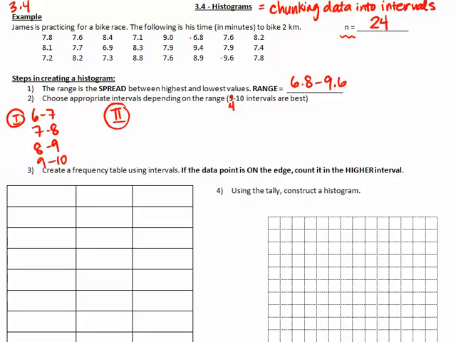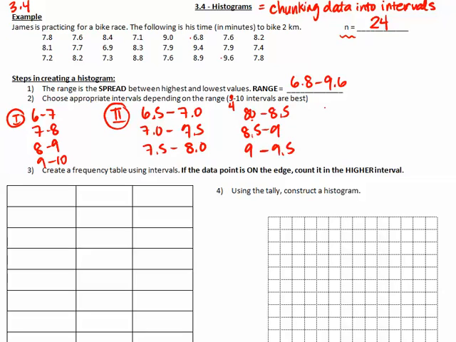Another example of intervals might be half intervals. So instead of starting at 6, because my range doesn't start at 6, it starts at 6.8, but I want to make it clean, so I'll start at 6.5 instead. And I'll go by intervals of 0.5. So 6.5 to 7.0, 7.0 to 7.5, 7.5 to 8, 8 to 8.5, 8.5 to 9, 9 to 9.5, and then 9.5 to 10.0. Let's just make it consistent, put all the decimals in there. Great, so I can choose these intervals or I can choose those intervals.